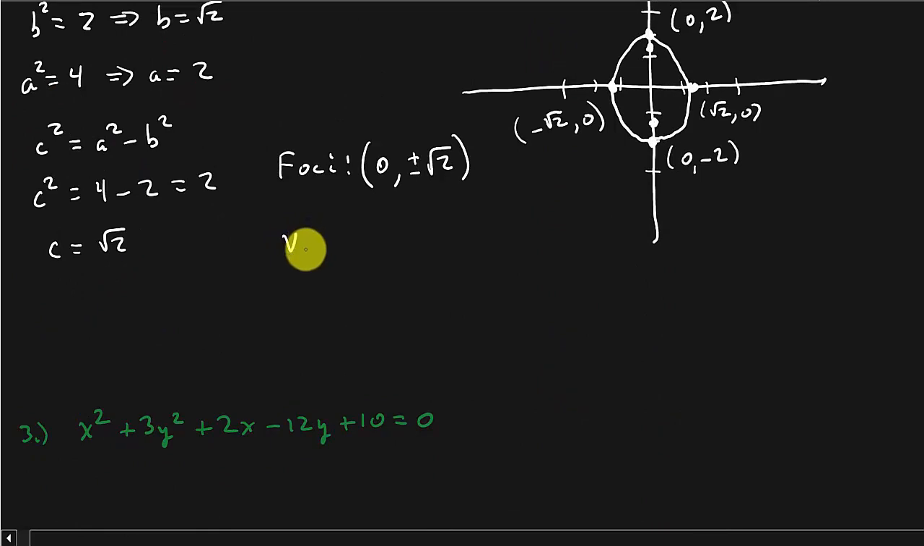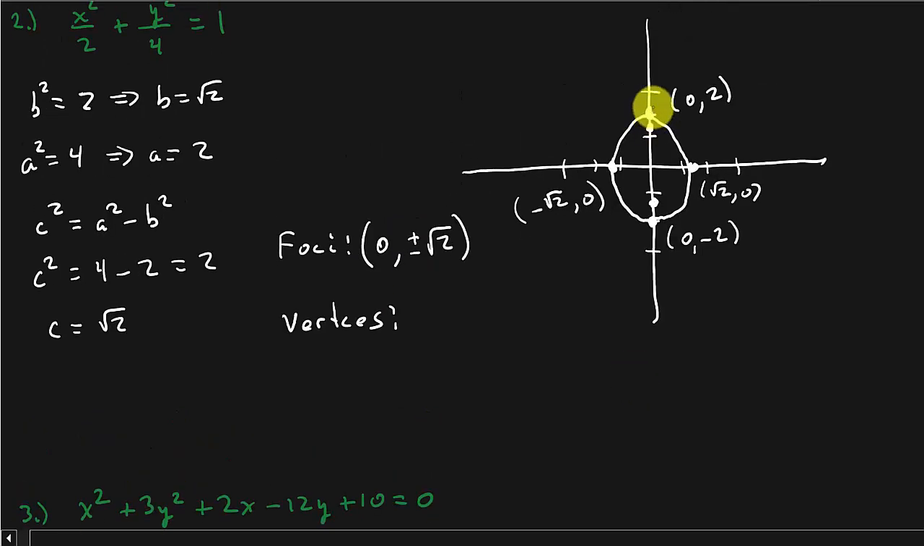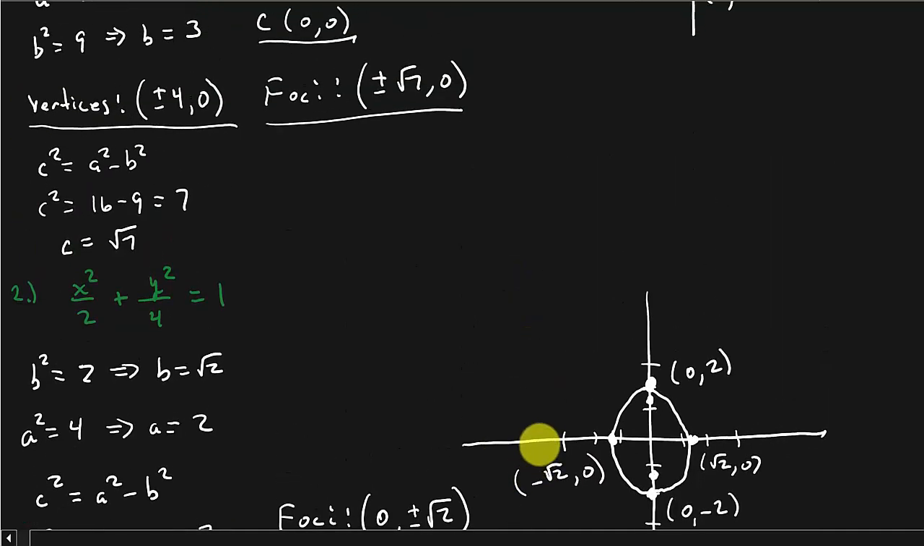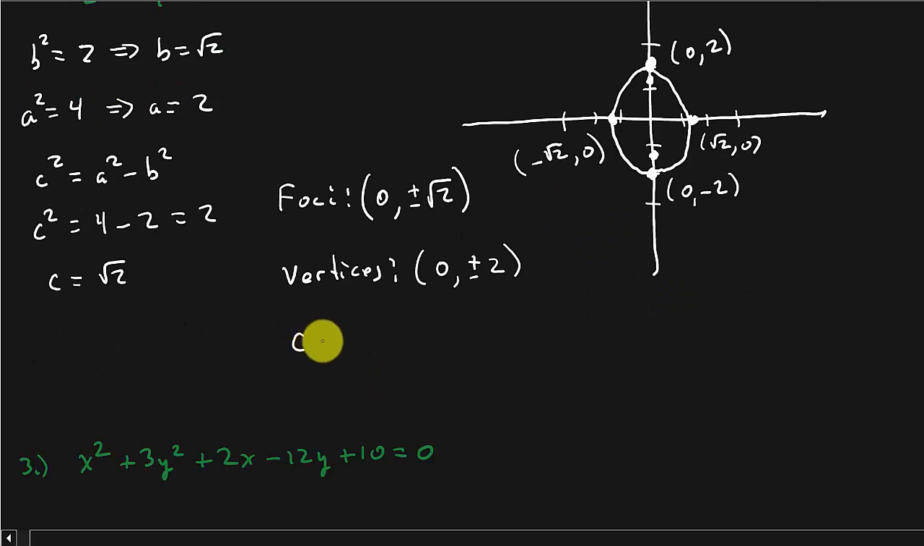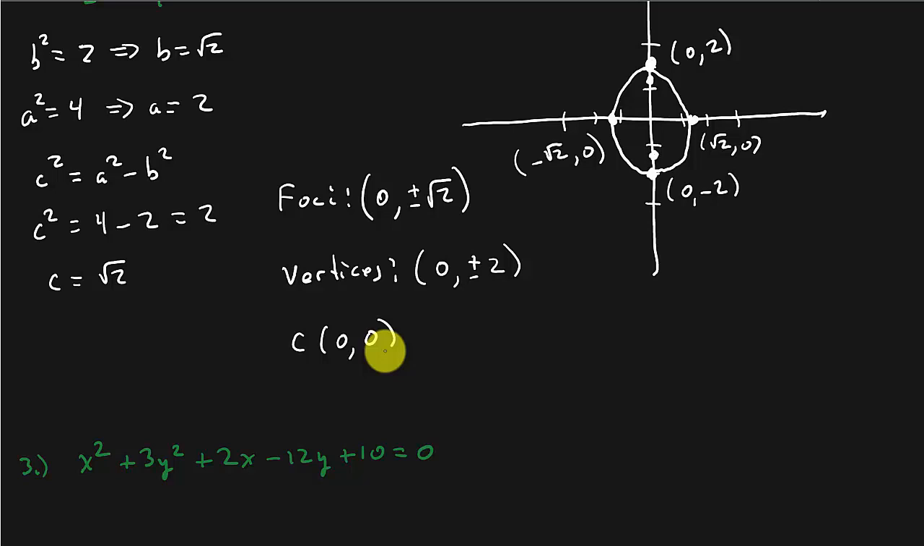And the vertices. So remember, these are your vertices, 0, 2, and 0, negative 2. So that's 0 plus or minus 2. That's the vertices. And of course our center in this case is 0, 0. They didn't ask us for the center, but you know, we got it. We wrote it down. All right.